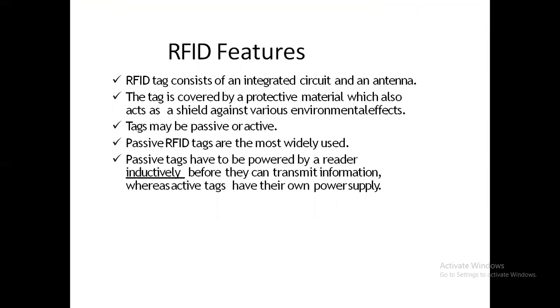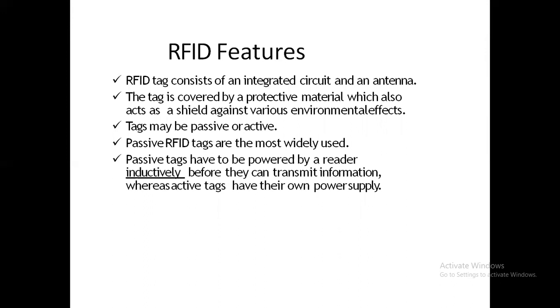Okay, we'll see the features now. The RFID tag consists of an integrated circuit and an antenna. The tag is covered by a protective material, which also acts as a shield against various environmental effects. So the integrated circuit and antenna are covered with a protective material so that they can be protected from the environmental effects.